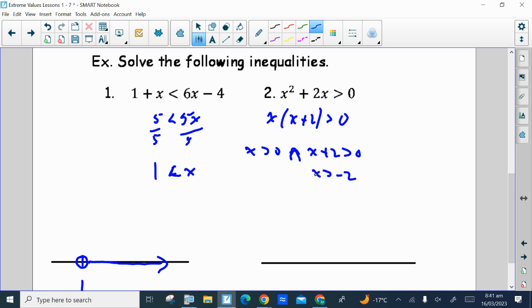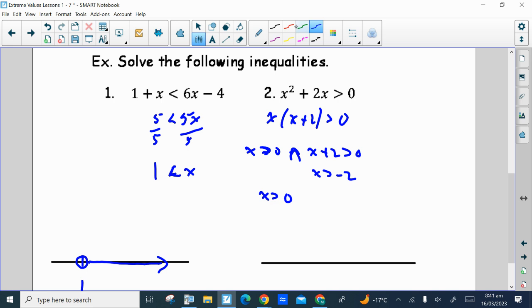And so you've got two conflicting statements here. One says that x must be greater than 0. The other says x must be greater than negative 2. And so the one that satisfies them both will be that x is greater than negative 2. I'm sorry, greater than 0. I apologize. All numbers greater than 0 are also greater than negative 2.